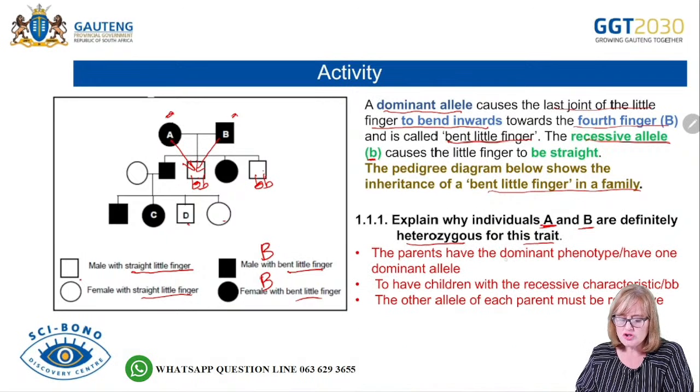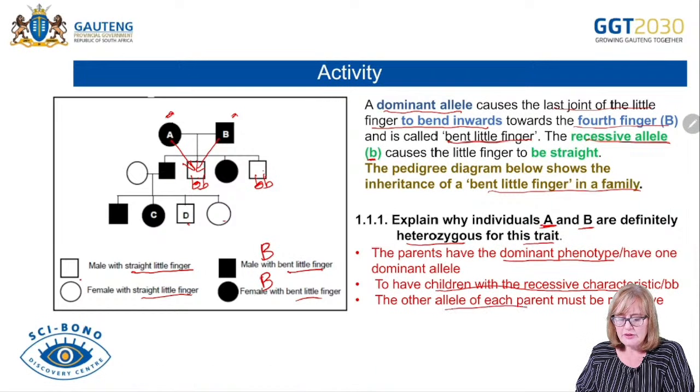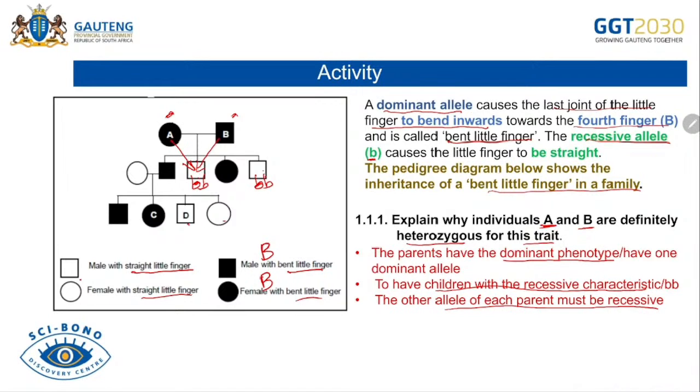But let's look at the nice explanation. The parents have the dominant phenotype. Both of them are dominant, so they have bent fingers. They have children with a recessive characteristic, so the other allele from the parent must be recessive. They have the dominant allele, but they have a child with recessive alleles, so their other allele had to be recessive.